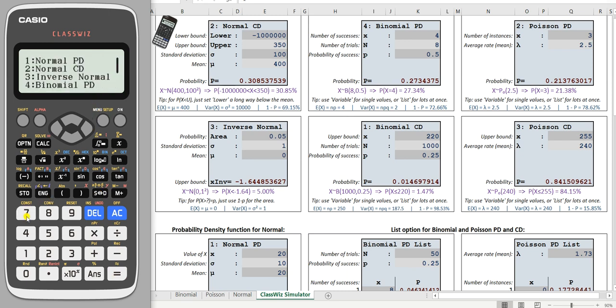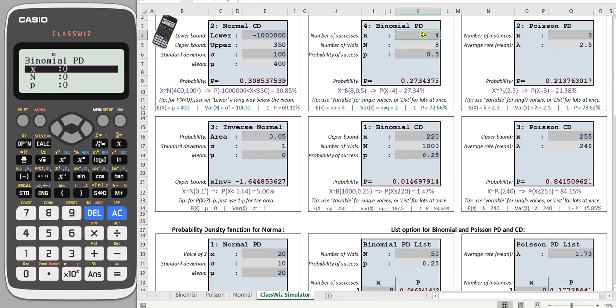Now, back to the statistical distributions. Binomial PD is the next one on our list. If we choose option 4, straight away we've got two choices, list or variable. Now, variable is the simpler one to look at, so we'll start with that. That's number 2. And we have just 3 numbers to fill in. And this is the same as what we're looking at here.